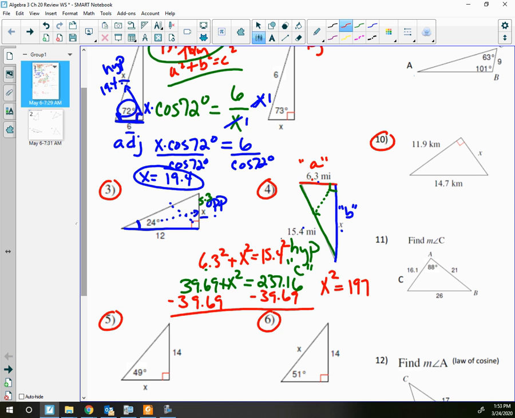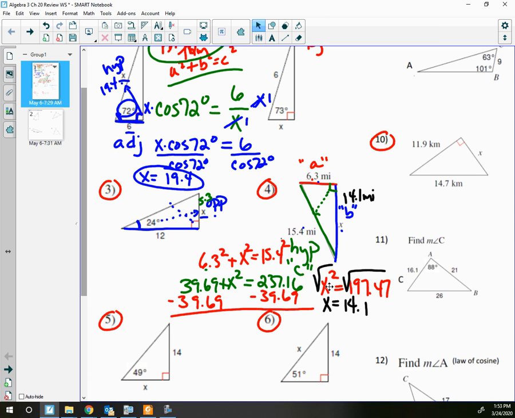That's 197.47. And then to undo squaring, we're going to square root. So x is going to be equal to whatever the square root of that is. So go ahead and type that into your calculator, and I'm coming up with 14.1-ish. So 14.1 would be the other side, and that would be in miles.